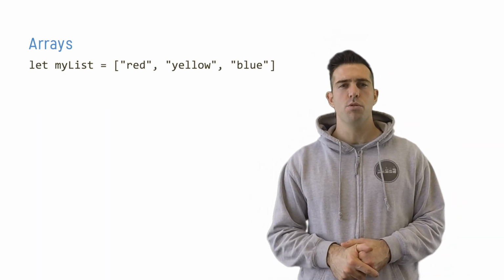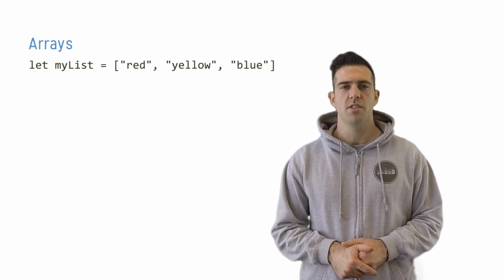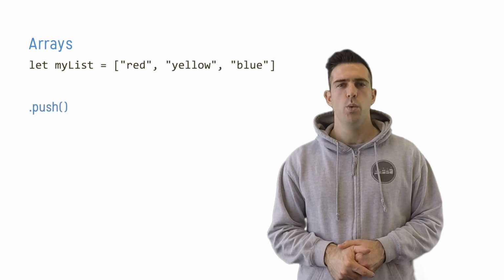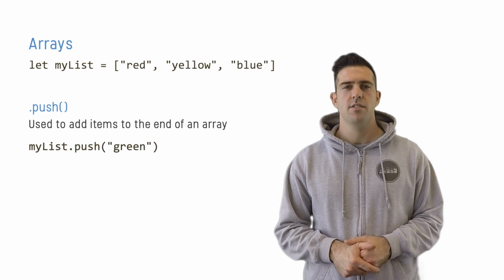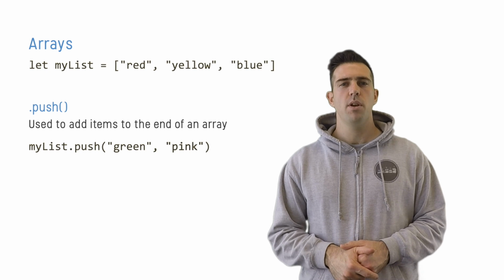When it comes to adding new values, there are a couple of options available to us, and which one you use will depend on where the value should be inserted. The simplest method is to use the push function, which will add a new value or values to the end of the array, like this. To add multiple values, we can simply comma separate them.